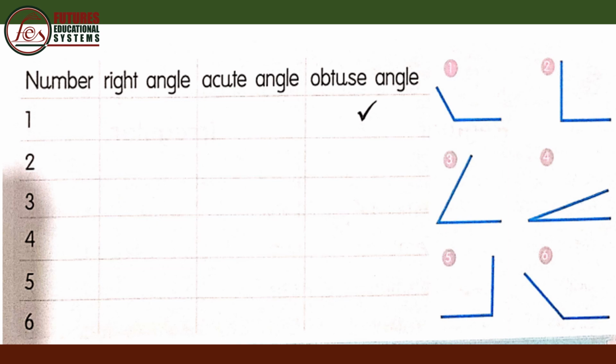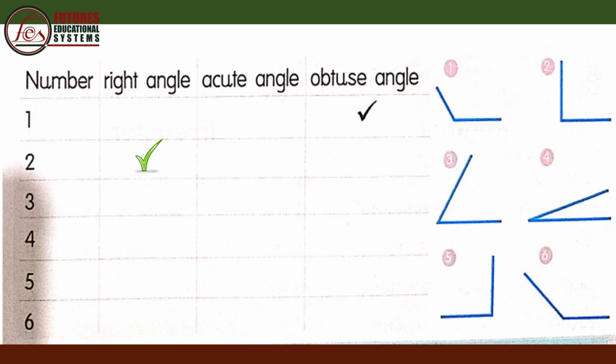Okay, my dears, now we have an exercise on angles, and we have 6 shapes of angles. We have to look at the angle and see which one is right angle, acute angle, or obtuse angle. Number 1. Yes, it's obtuse angle. That's right. What about number 2? Perfect, my dears. Yes, number 2 is right angle because it's 90 degrees.